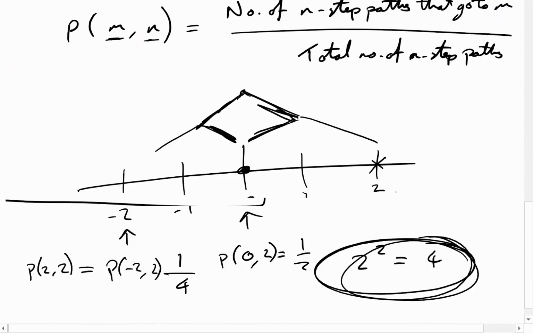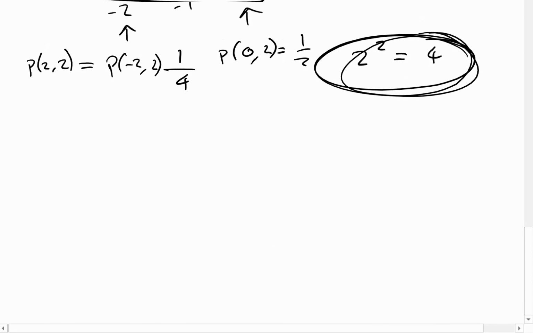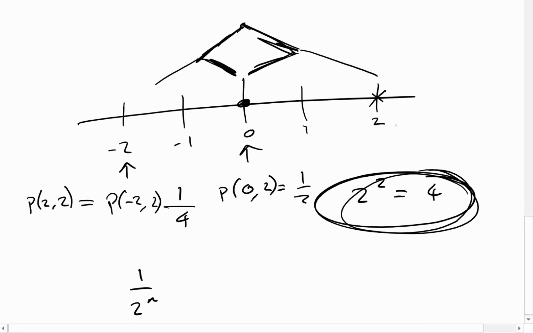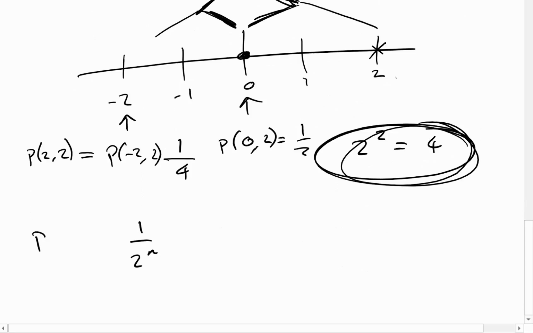Okay, so now if I want to write them out more formally, it's going to be 1 over 2^n. So the probability of m given n is going to be 1 over the total number of paths that I can take, 2 to the power of n, times the number of ways that I can get to that particular point, which is n factorial over a factorial times (n minus a) factorial.